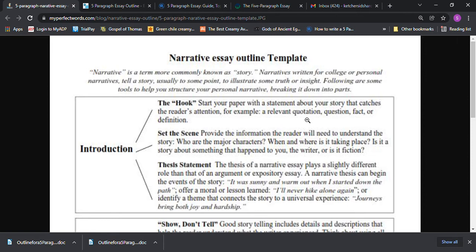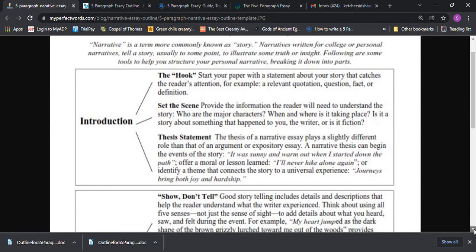A thesis statement in a narrative essay plays a slightly different role than that of an argument or expository essay. A narrative thesis can begin the events of the story. It was sunny and warm out when I started down the path. Offer a moral or lesson learned. I'll never hike alone again. Or identify a theme that connects the story to a universal experience. Journeys bring both joy and hardship.